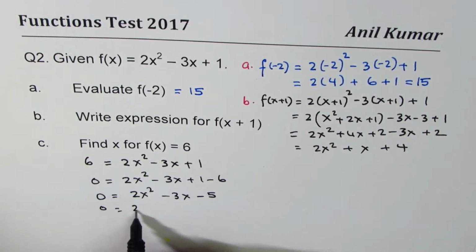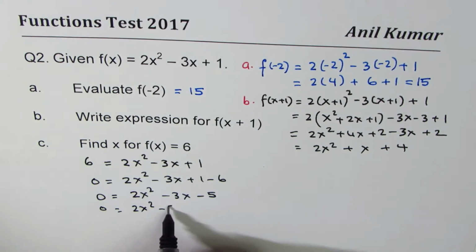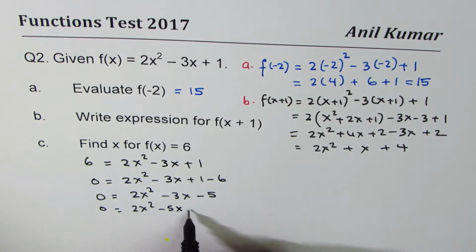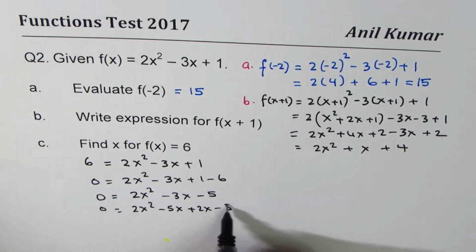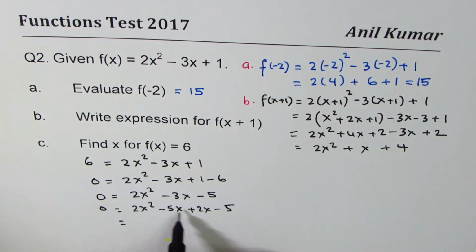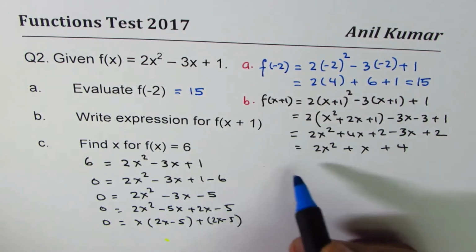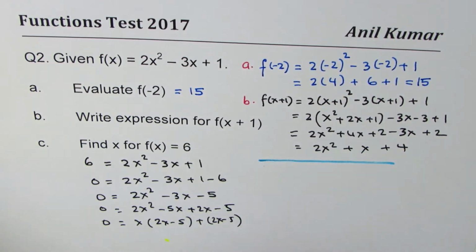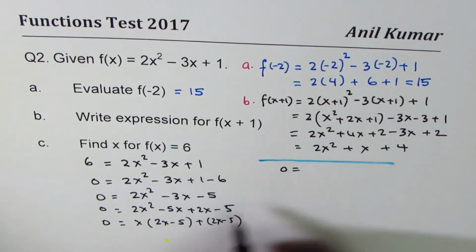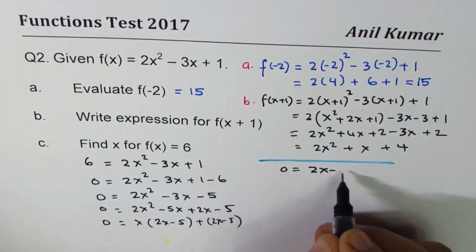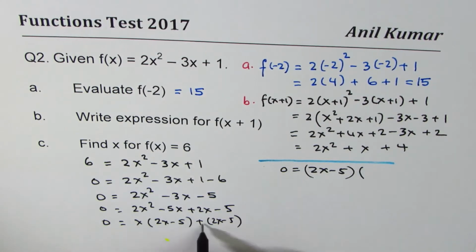Let's use the factoring technique. We got 2x squared minus 5x plus 2x minus 5. Now here we have x common, so we get x times 2x minus 5 plus 2x minus 5 equals 0. And we can write this as, let me take it on the other side, okay. So this means 0 equals 2x minus 5 is common. We get x plus 1.